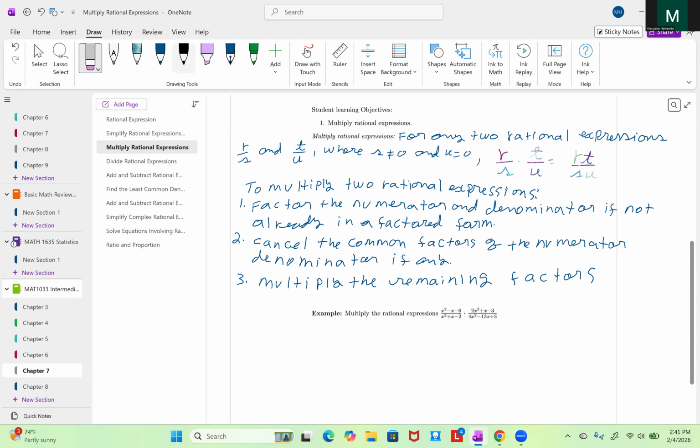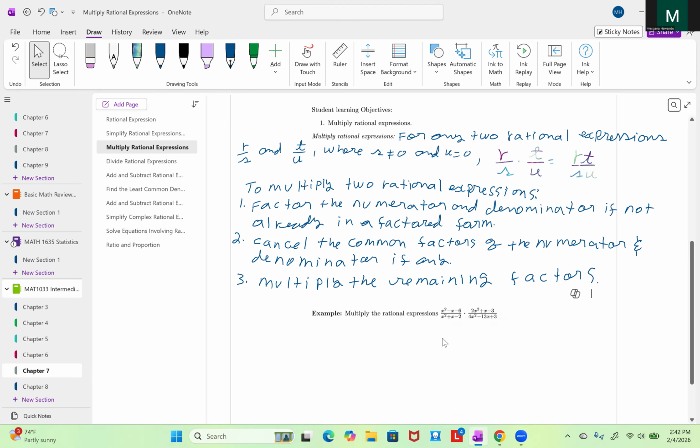Example, multiply the rational expressions. x squared minus x minus 6 over x squared plus x minus 2 times 2x squared plus x minus 3 over 4x squared minus 13x plus 3. First step, factor each polynomial expression in the numerator and the denominator for each rational expression.